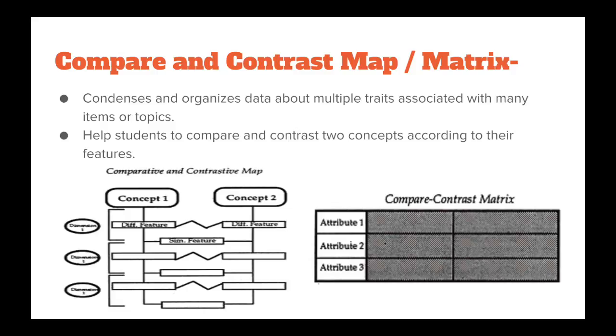Contrast maps and matrices can be used to help students compare and contrast two concepts according to their features. They condense and organize data about multiple traits associated with many items or topics.